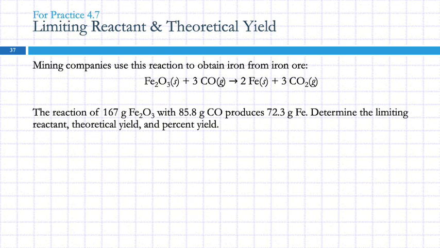This is sounding a little bit like that first one. Read the problem, highlight the numbers, highlight the questions. We want limiting reactant, theoretical yield, and percent yield. I'm going to put my numbers under those formulas in the balanced chemical equation. So I have 167 grams of that. I have 85.8 grams of carbon monoxide. And this is saying 72.3 grams of iron.